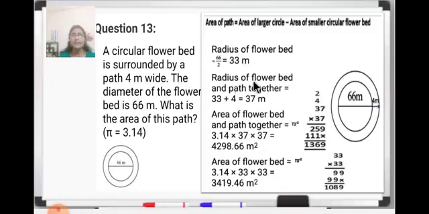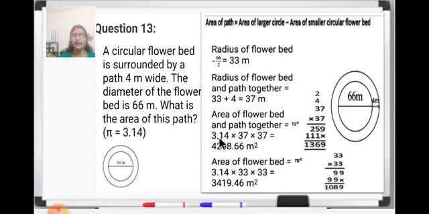And then the radius of flower bed and path together. That means we are taking this smaller circle radius we got which is 33. And if we include this path, and the path is 4 meter wide, we have to add 4 meter to 33 meter. So the radius of flower bed and path together is equal to 33 plus 4, which is equal to 37 meter. Now the area of flower bed and path together. That means we have to find out the area of this bigger circle. So the bigger circle's radius will be 37.